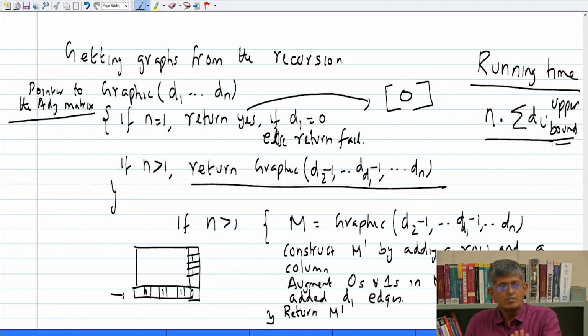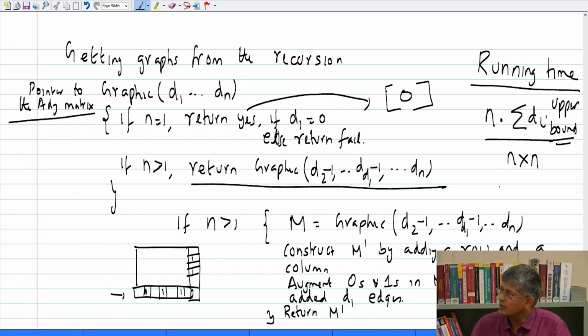This is correct, but this is a weak upper bound. You say that it is n at every step, so your answer is actually a weaker bound. So you are saying that it is n into n, because there are n recursions, and in every recursion you have at most n amount of work. So it is n square.